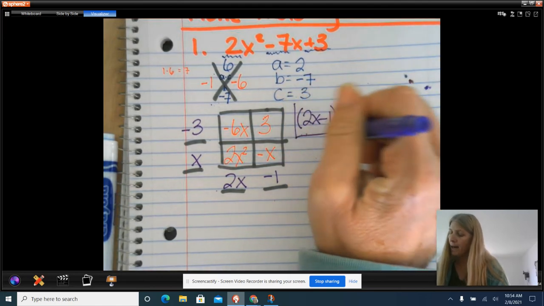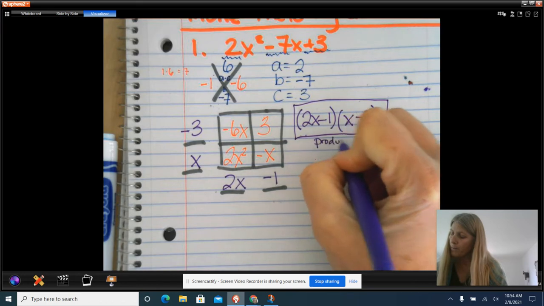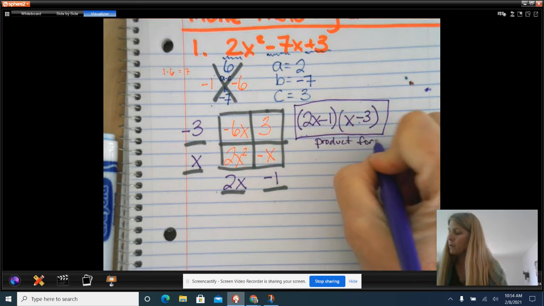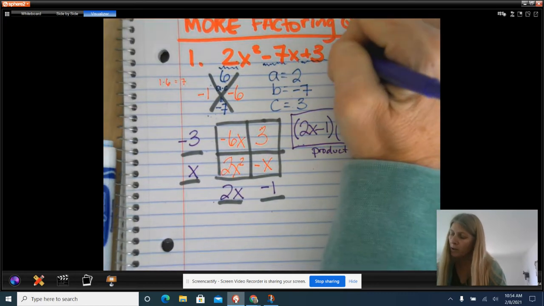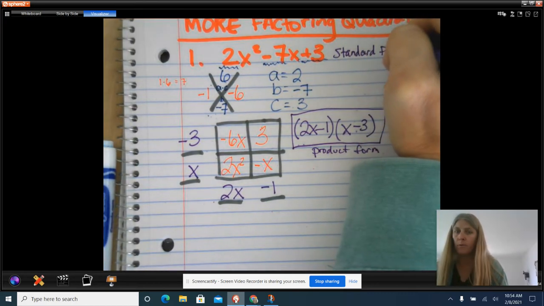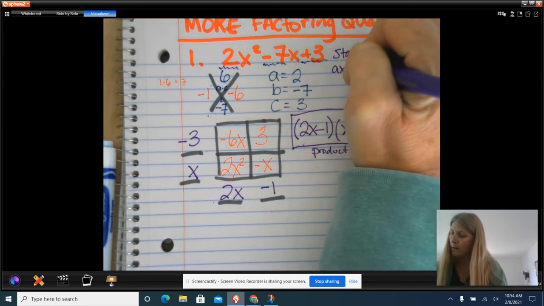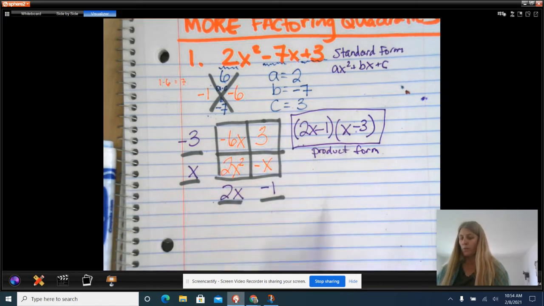Okay, and that is product form. Product, of course, is the answer to a multiplication problem. My question was given to me in what we call standard form. Standard form is that ax squared plus bx plus c. And product form is my two products.